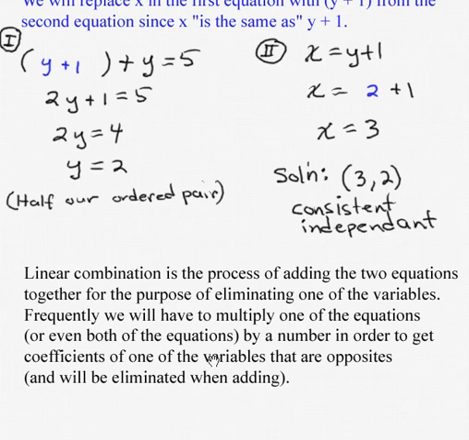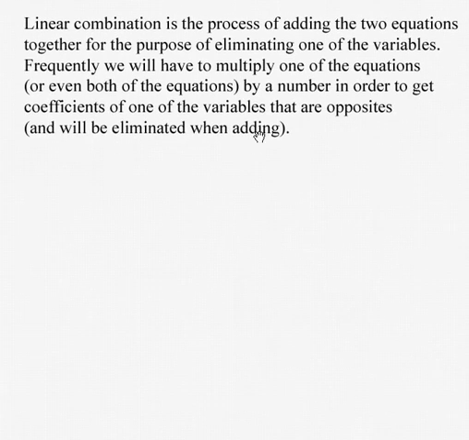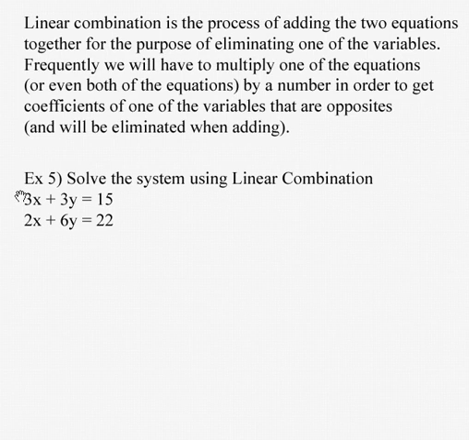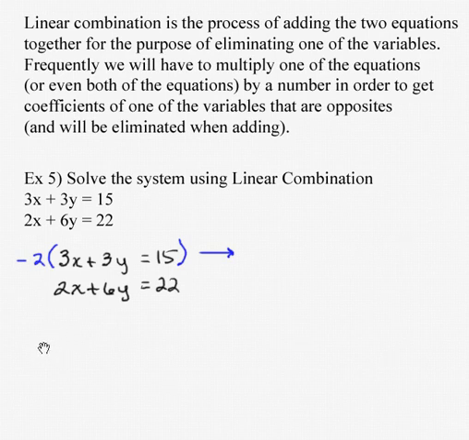For linear combination, what we want to do is to try to add the two equations together to eliminate one of the variables. That's why sometimes it's called the elimination method. And in this particular case, you see if we add the two equations, nothing gets eliminated. So what we might have to do is to multiply one of the equations, or maybe even both of the equations, by some number to eliminate one of the variables.